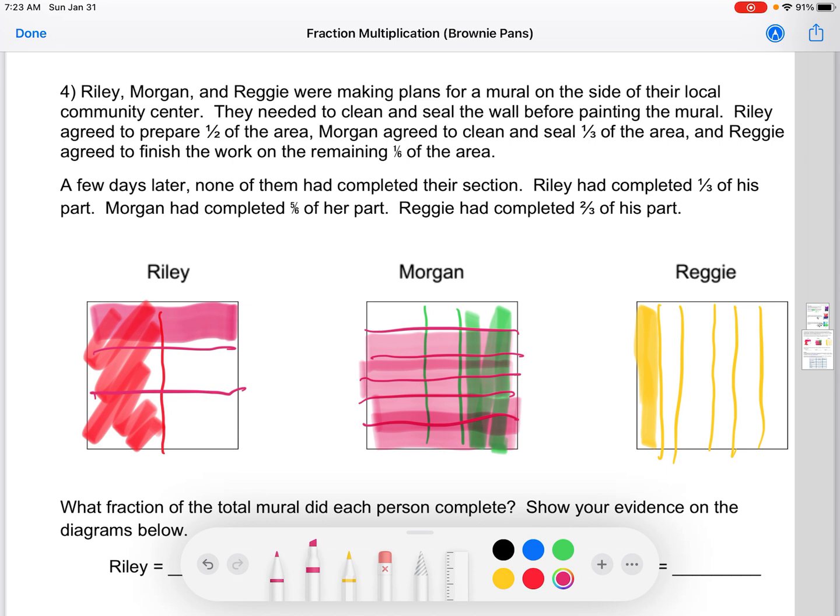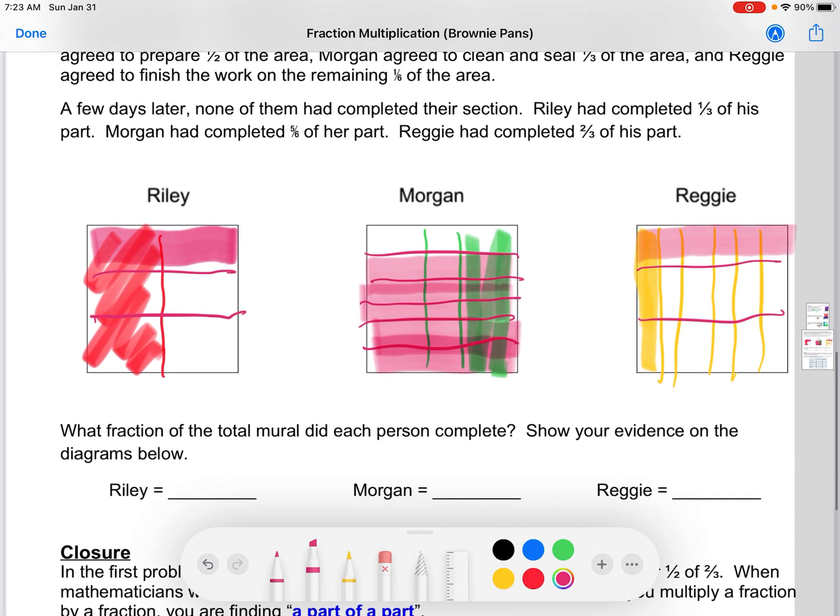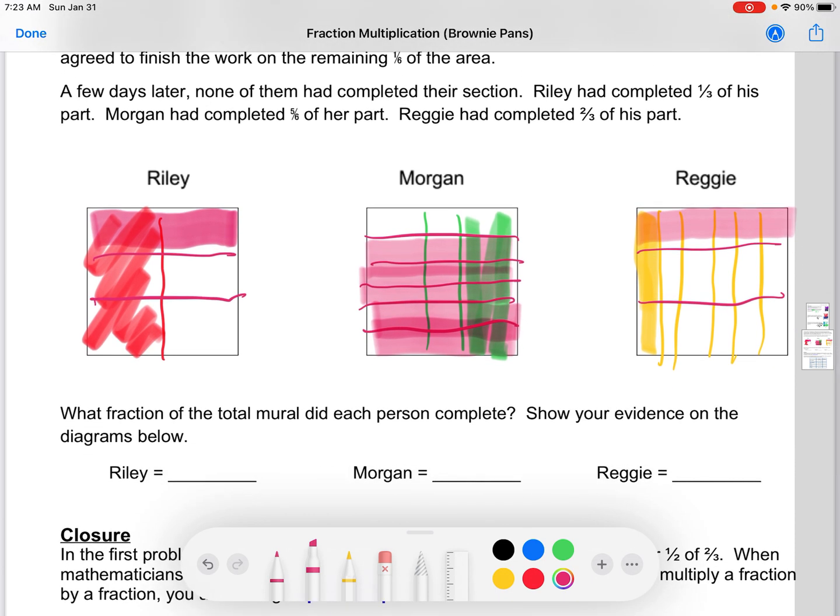And then let's go to Reggie. Reggie had completed 2/3 of his part. Okay, so 2/3. So 1/3, 2, and 3/3. Reggie did that part, right? All right, what fraction of the total mural did each person complete? Show your evidence on the diagrams below.